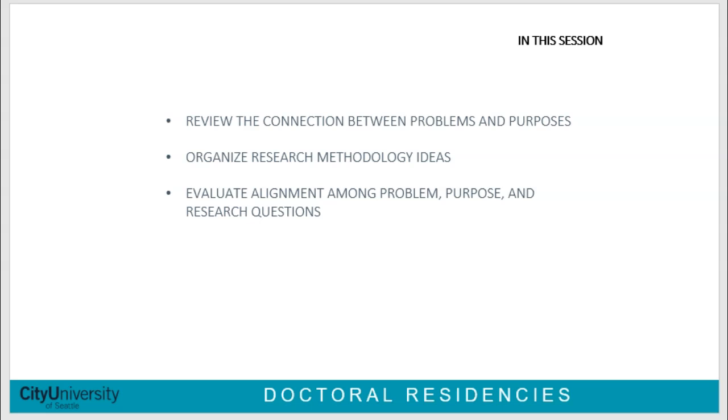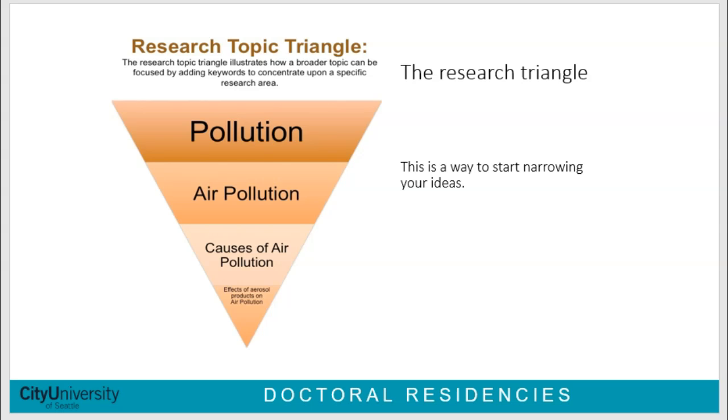Today we're going to look at the connection between problem statements and purposes, the way that you organize research methodology ideas by using your problem, purpose, and research questions to create alignment. It's important to understand the process starts when you narrow your topic. You start narrowing your ideas, you get your research topic to something that is more concise and is something that is researchable. Those are two important ideas: the scope of your work, how concise it is, and how researchable it is.